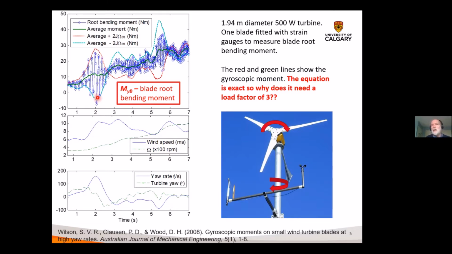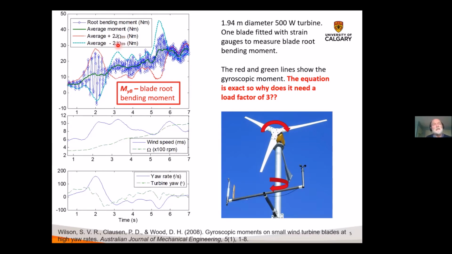So high yaw rates, high rotation rates turn on gyroscopic loads, which are cyclic loads. The frequency of the cycles is the blade rotation frequency, and they're bounded by the non-inertial gyroscopic term 2JΩω. J is the moment of inertia of the blade. Omega (Ω) is the angular velocity of the blade, and little omega (ω) is the yaw rate, the rate at which it moves around the yaw axis.